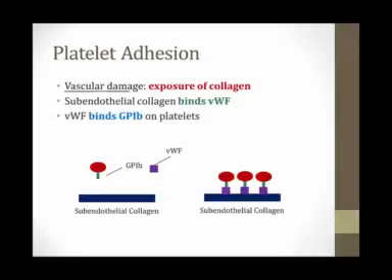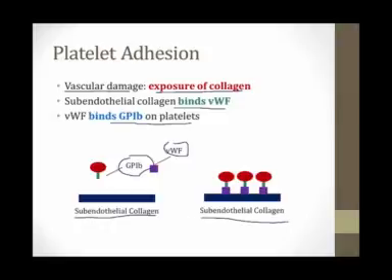When there is vascular damage, subendothelial collagen is exposed, and subendothelial collagen is capable of binding to von Willebrand factor. Once von Willebrand factor is bound to the subendothelial collagen, it can bind the GP1b receptor on platelets. So in this manner, subendothelial collagen that is exposed can bind to von Willebrand factor, which can then bind to the GP1b receptor, and as a result you get platelets that are adherent to the subendothelial collagen, and this is the first step in formation of a platelet plug.